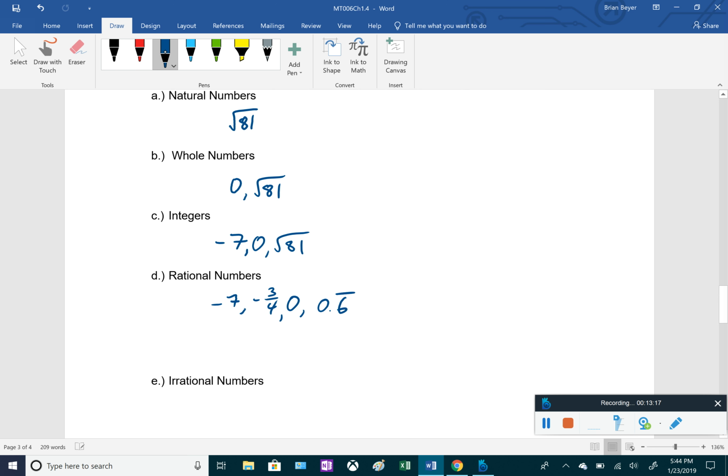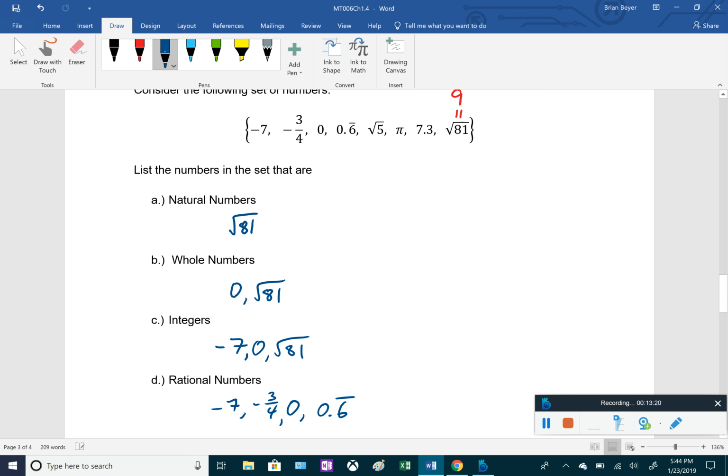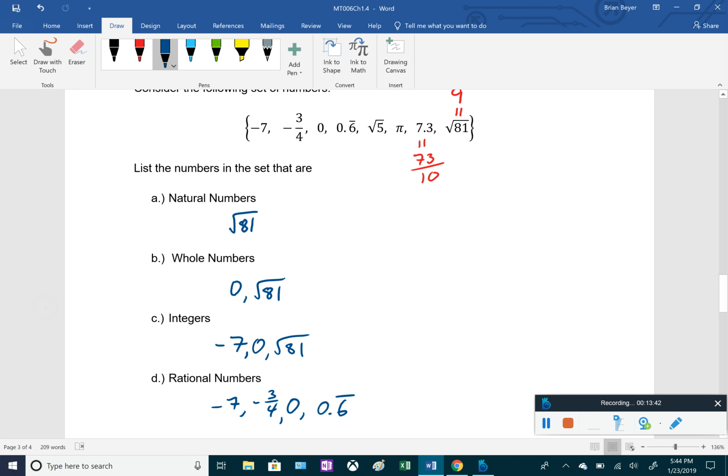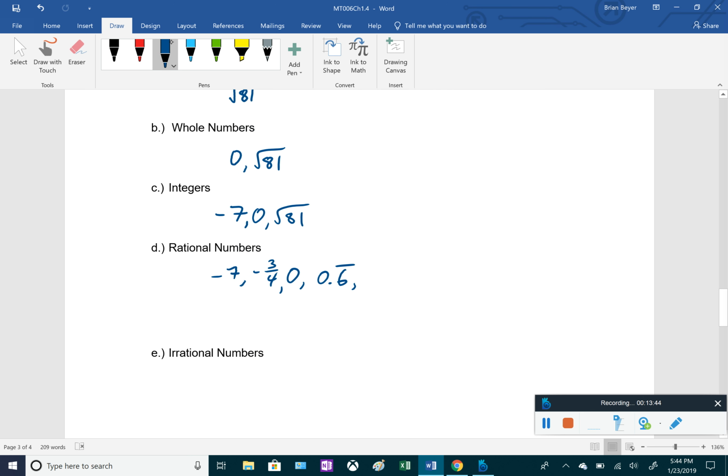0.6 repeating, we can write that as 2/3. Radical 5 is an irrational number. 7.3 is a terminating decimal. Terminating decimals are always going to be rational numbers, but it's also equal to 73/10, which are both integers, so that works. And so does radical 81, because it's equal to 9 again.